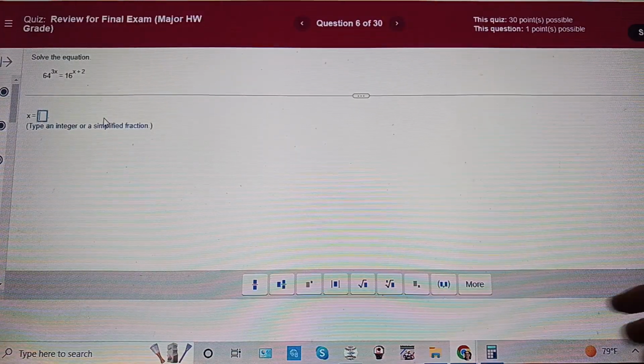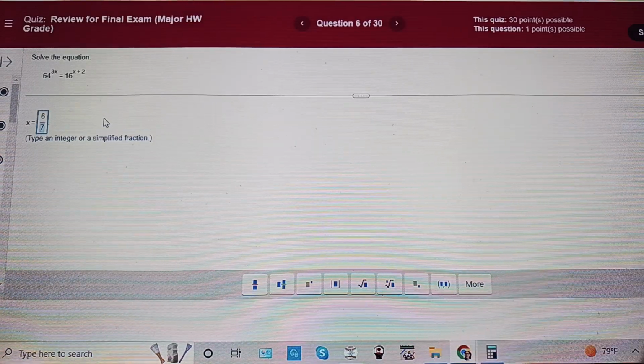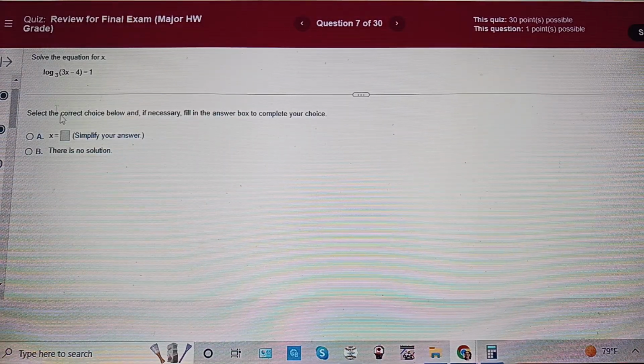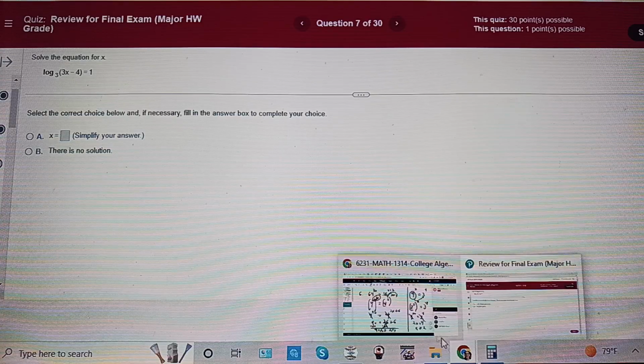And you always get an answer here. This can never be undefined or no solution because the domain of exponential is infinite. But when you solve log equations, then sometimes the answer is no solution because their domains are not infinite. So here's a log equation right here. Log base 3 of 3x minus 4 equals 1.